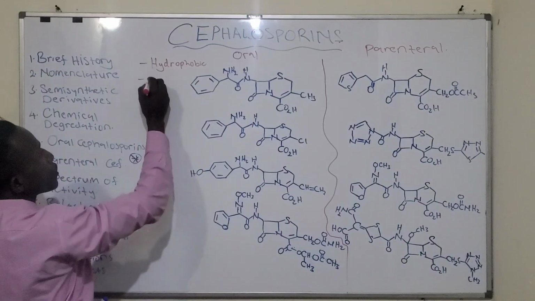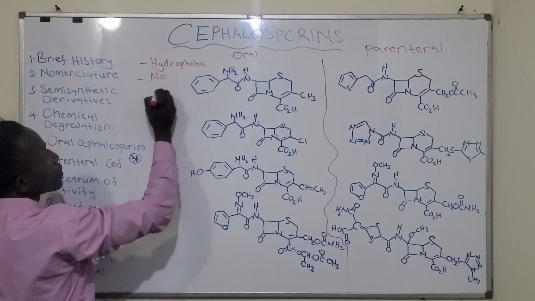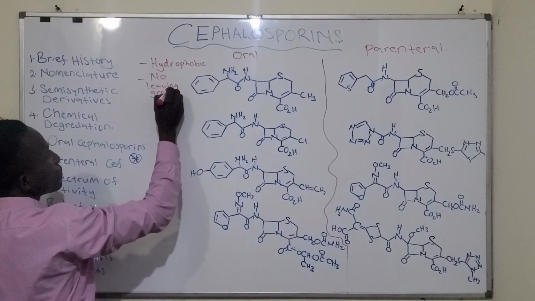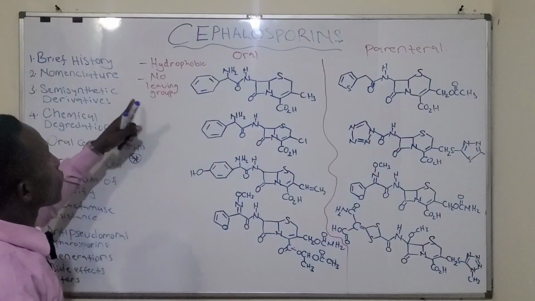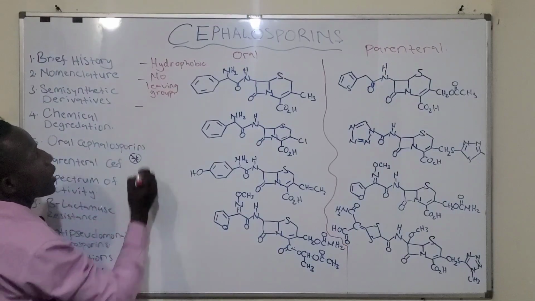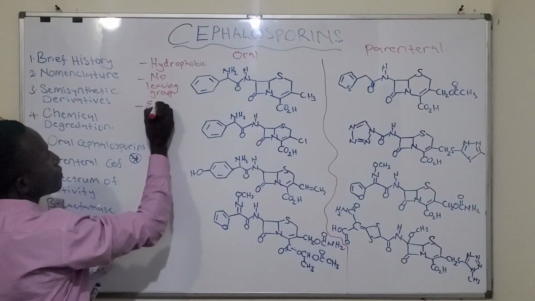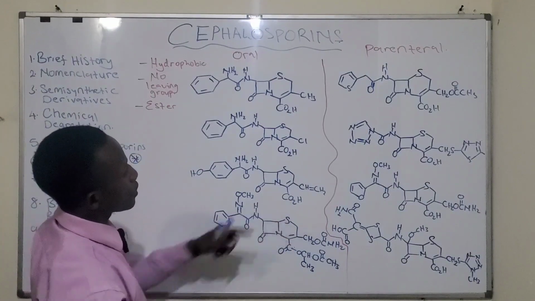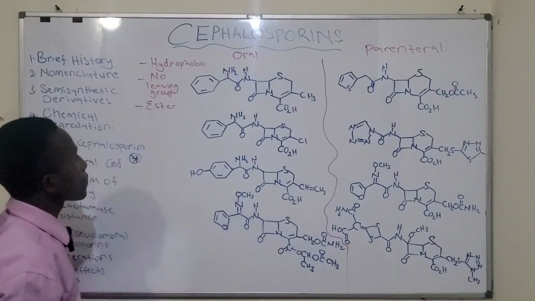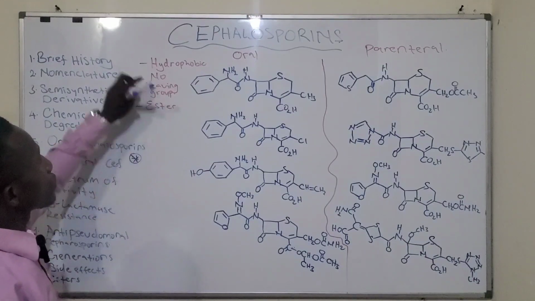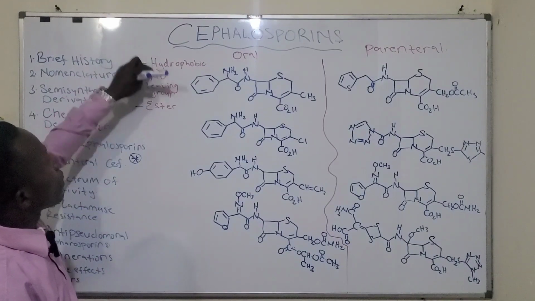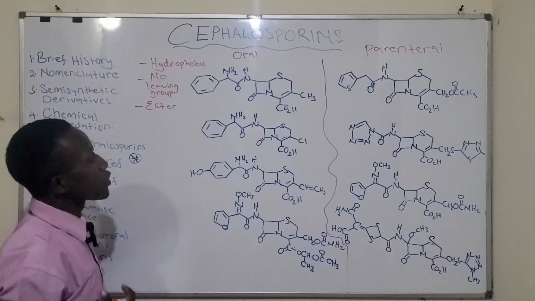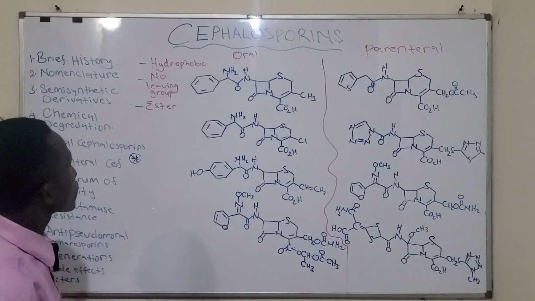If not, they don't have a leaving group. So if it has a leaving group, it should have an ester. The ester, we named this one R3. So it should have an ester. This hydrophobic or lipophilic part enables penetration through the membrane into the system.